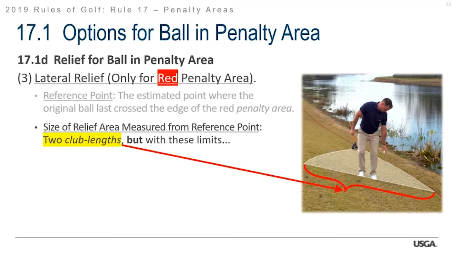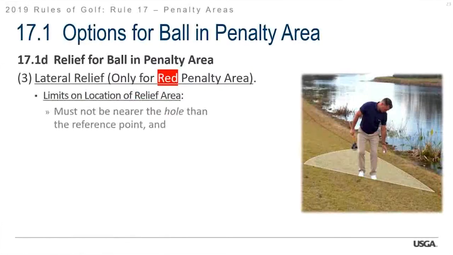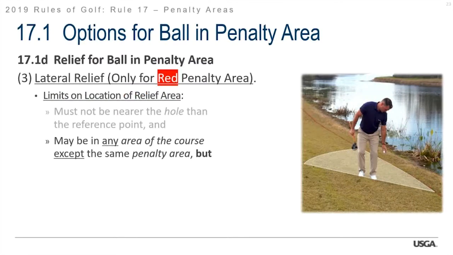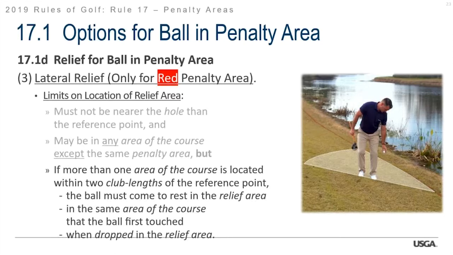So the size of the relief area measured from that reference point is 2 club lengths, but with these limitations: again, not nearer the hole than the reference point, and it may be in any area of the golf course except the same penalty area. And then the same stipulations that we just went through for a multiple golf course situation within that relief area apply. The ball must come to rest in that first part of the golf course that it strikes.